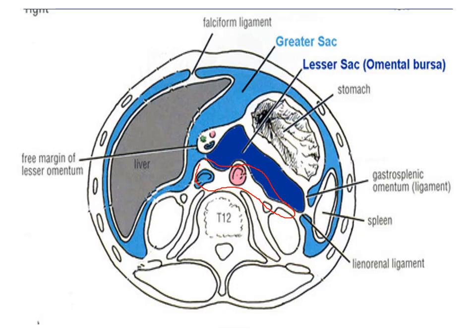But what you'd also notice in this image is the fact that the lesser sac is connected to the greater sac, which is in light blue, by this small opening. This small opening here is called the foramen of Winslow.